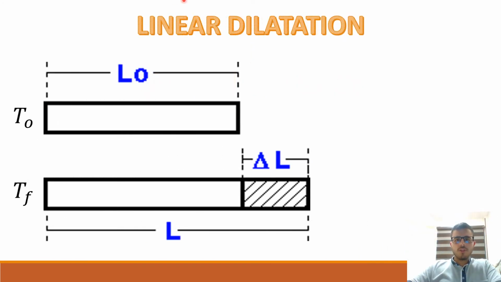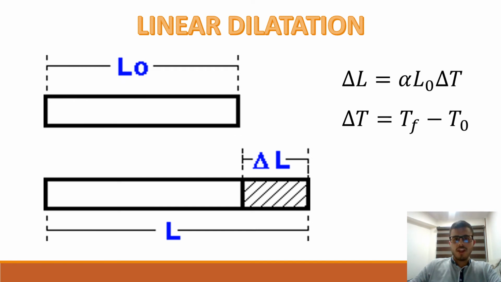Linear dilatation occurs when we have a bar-shaped body. Consider a bar that has an original length of L0 at a temperature T0. Then we increase the temperature so the bar will show a dilation when it is brought to a final temperature called Tf. We see that an increase called delta L has occurred and the final length of the bar is called L.